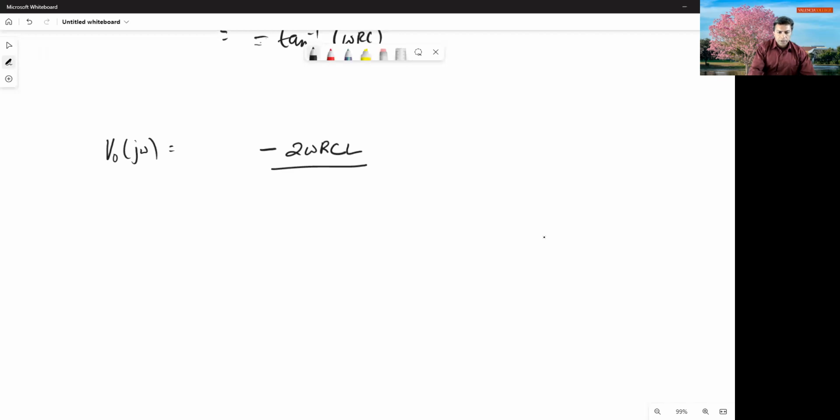Let's say I have 1 minus omega square RL plus j omega RCL. Let's say this is the output written in terms of the transfer function. Remember, a transfer function is the ratio between output and input.